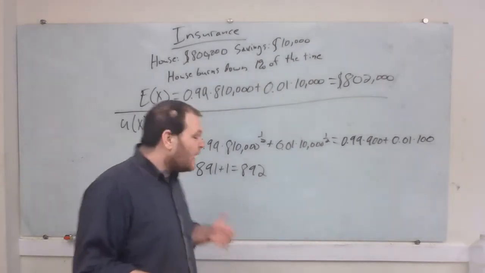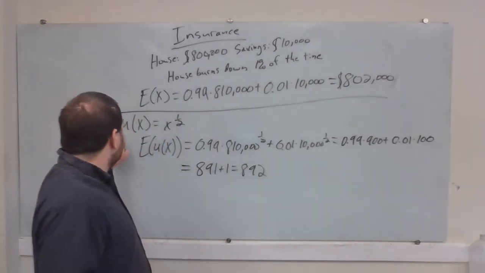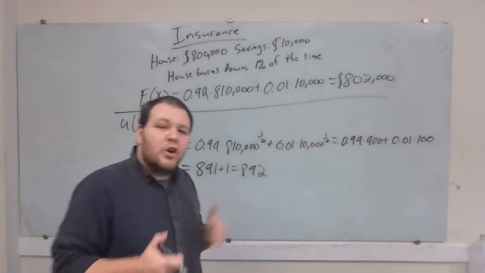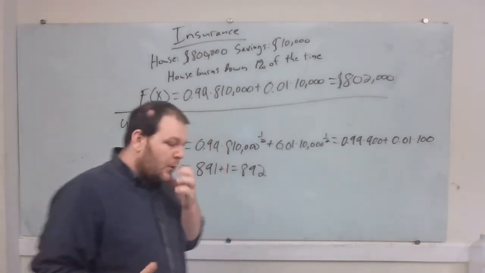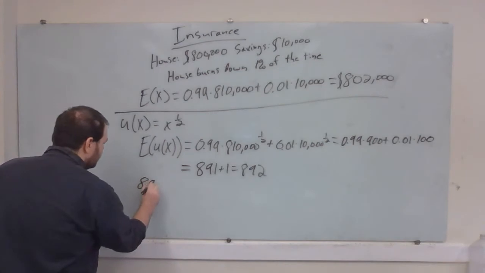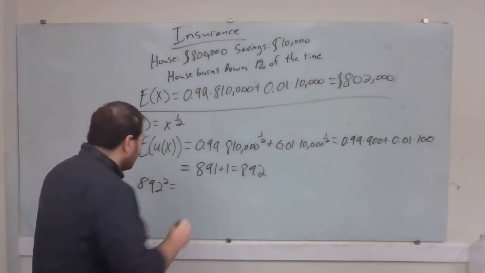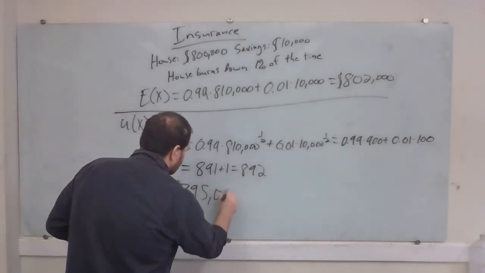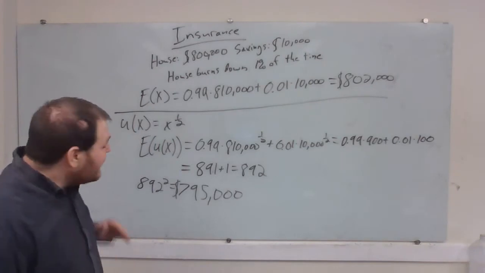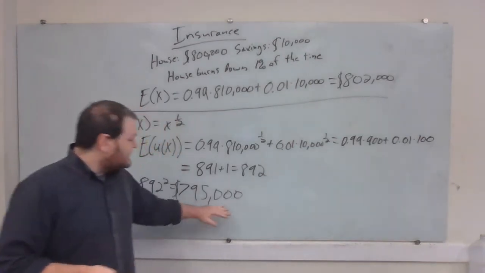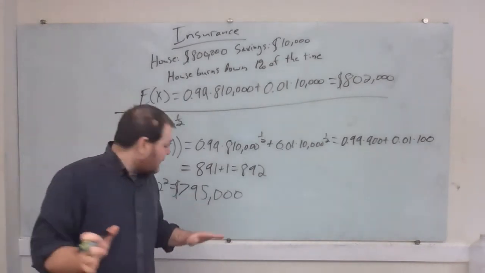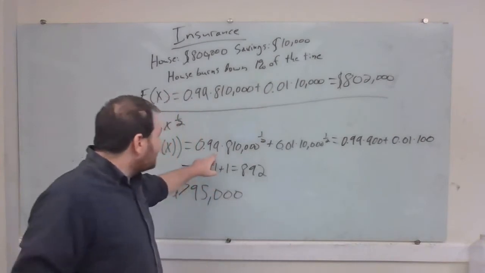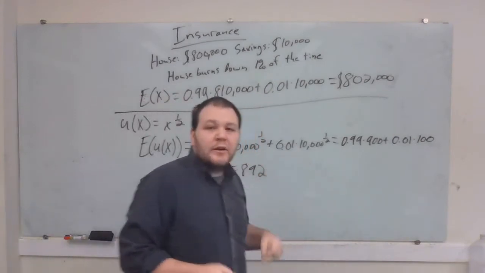That's not all that interesting by itself, but we could say something like, since your utility is x to the 1/2, how much is this situation worth to you in terms of dollars that you have for sure? If we square this thing, we're going to get something like 795,000. So what we can say is, you'd be as happy with a net worth of 795,000 that wasn't in any risk, with 100% probability, as you are with $810,000 99% of the time and $10,000 1% of the time.